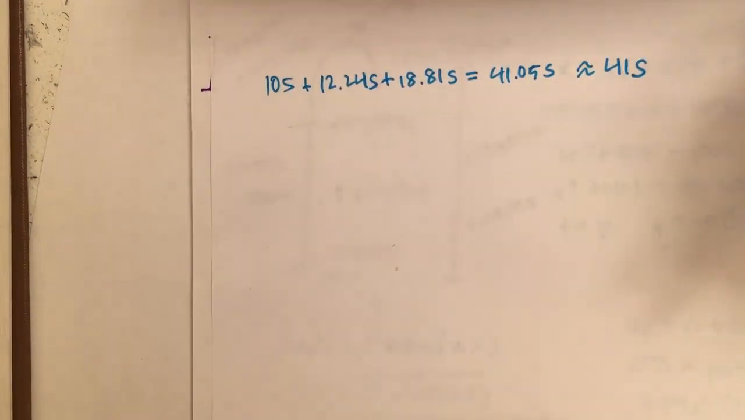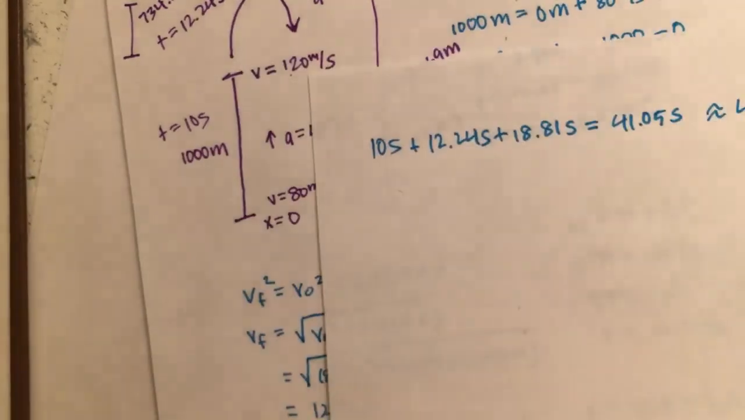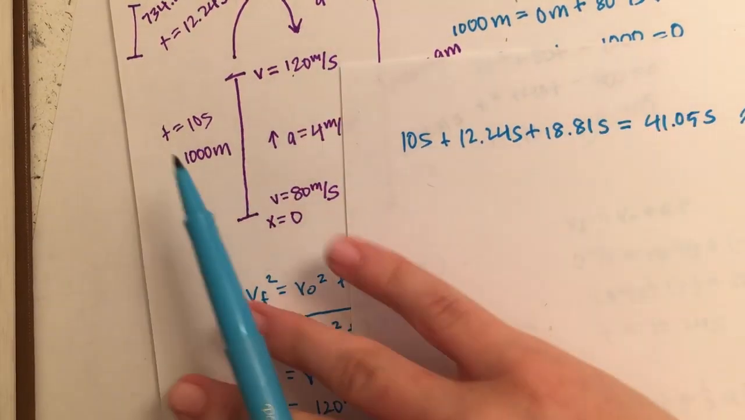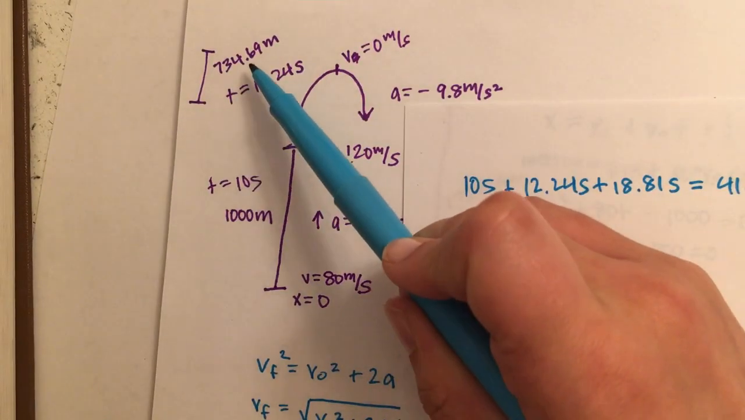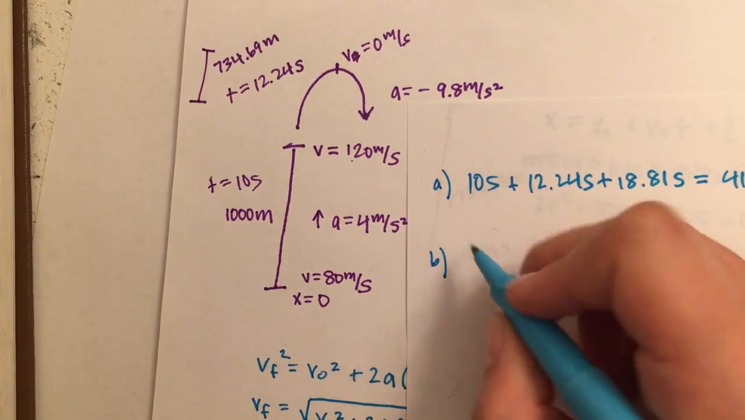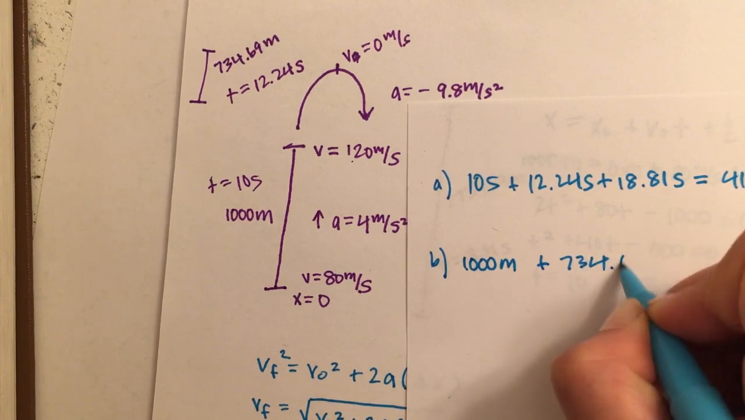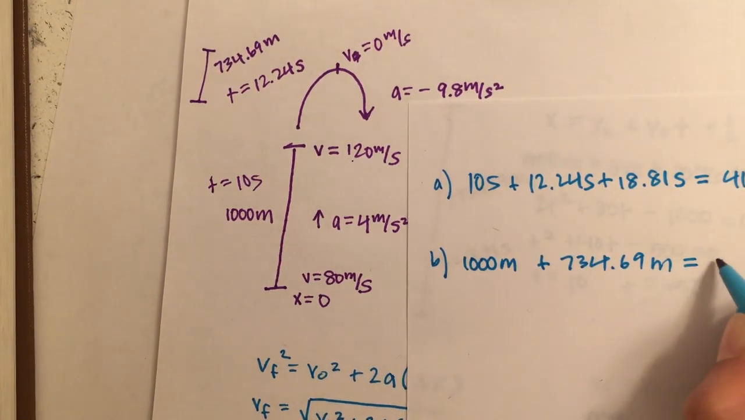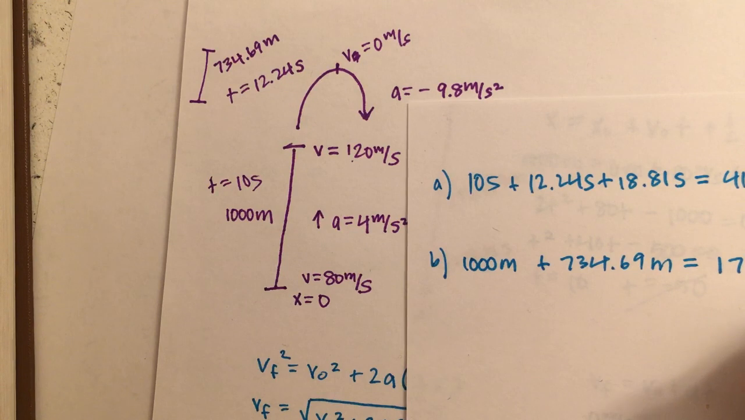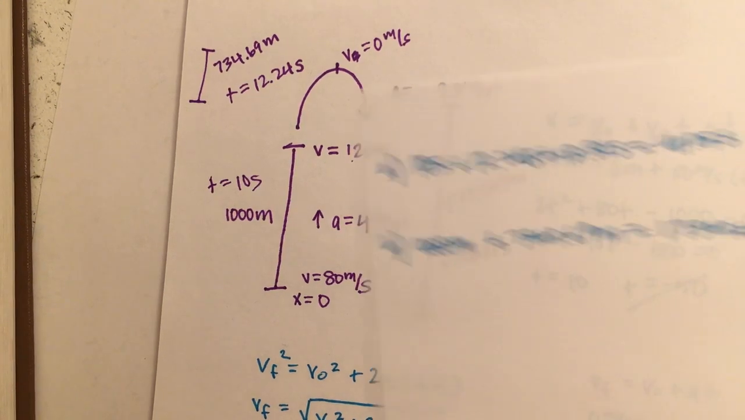Okay, so the next question is, what is the maximum altitude? Well, we already found that out over here in the diagram. The rocket traveled 1,000 meters here and 734.69 meters here. So the maximum altitude is 1,000 meters plus 734.69 meters, equal to 1,734.69 meters, or approximately 1.7 kilometers.